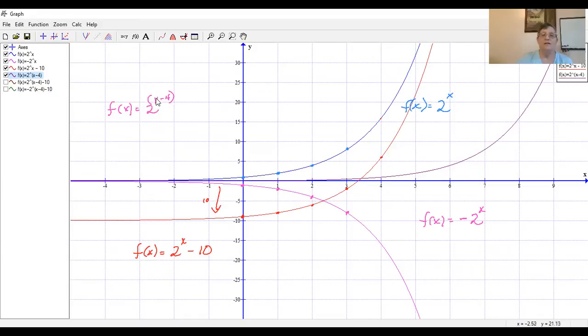Because now, when we put in the 4, we get 2 to the 0. When we put in 5, we get 2 to the first. So the points have now jumped over to 4, 1, and 5, 2, and 6, 4. So everything has gone 4 units to the right.